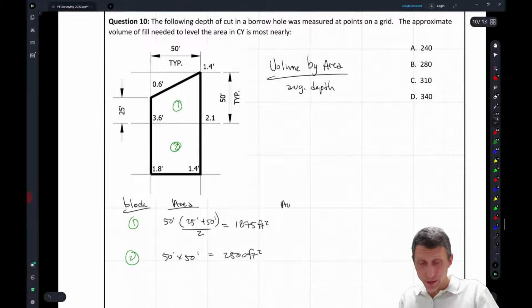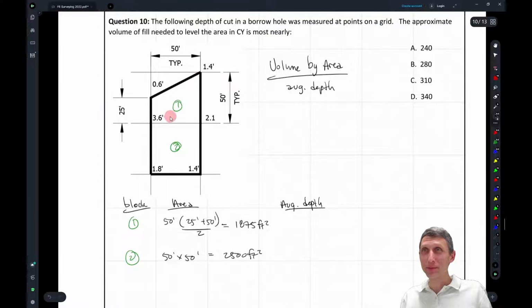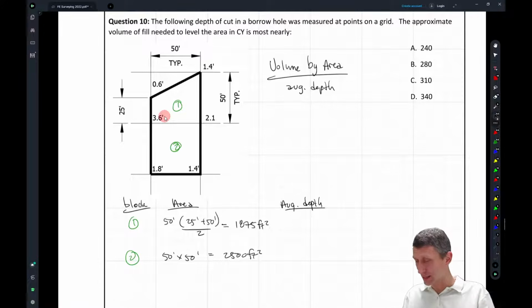And I'm just going to do average depth here, right? So the average depth is what? Well, basically all I'm going to do is add these up. So 0.6 plus 1.4 plus 2.1 plus 3.6 divided by 4. What's the average depth? It's not really rocket science here. This is just a quick estimate. I take all that divided by 4, and I got like 3.85. So if I'm looking at that right, did I get 3.85?